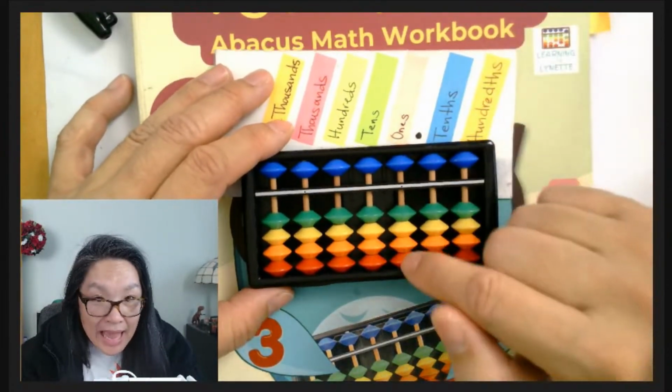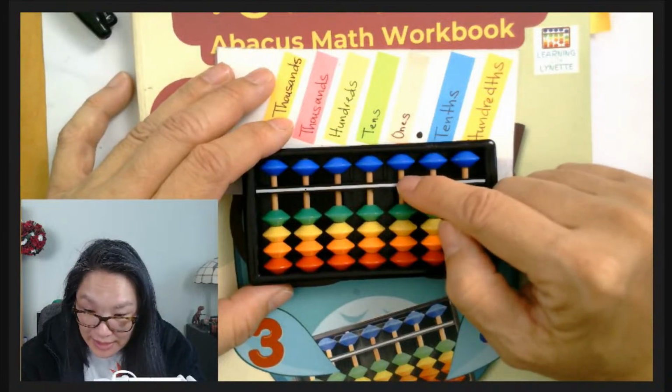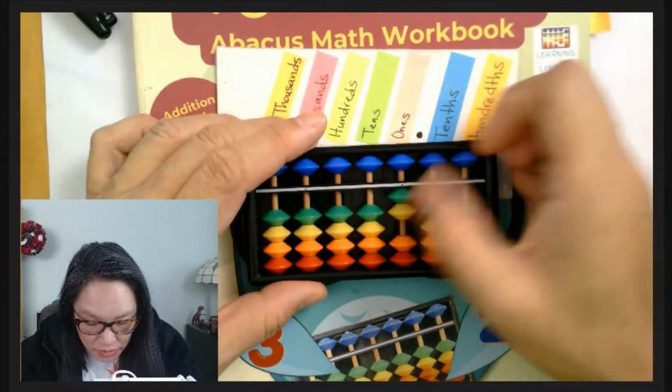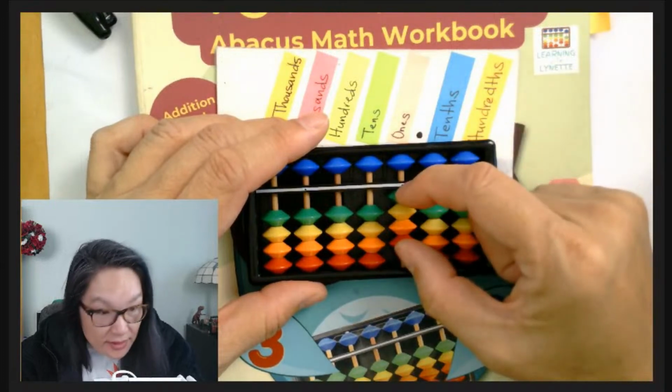So what we're going to do is we're not going to add. We're going to count on the abacus. Hello, Sina. Okay, 1, 2, 3, 4. This is the value of 4.